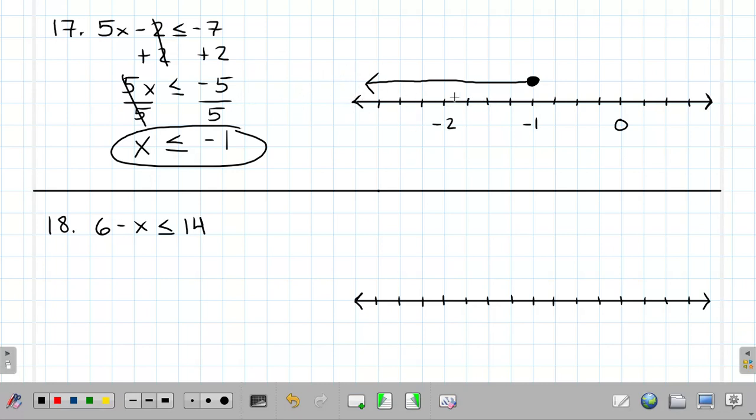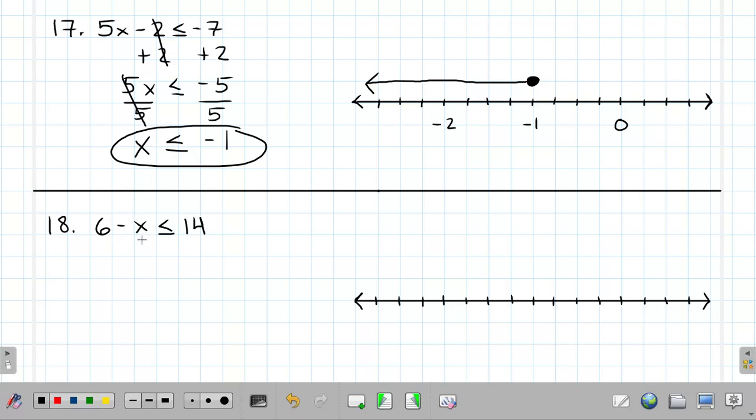That's what these arrows mean. It goes on forever. So any number that you can think of that's less than or equal to negative 1, that's what the dot means here. So we can plug negative 1 up in here, and it will still work, okay? But that's what this arrow means. It tells us any number to the left is our solution.